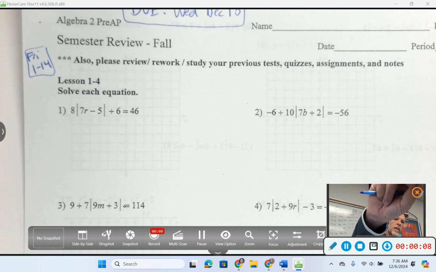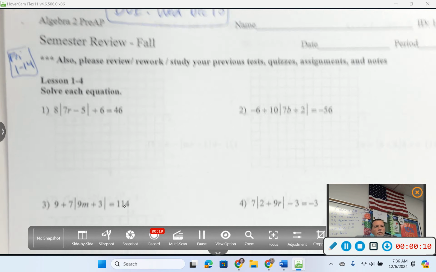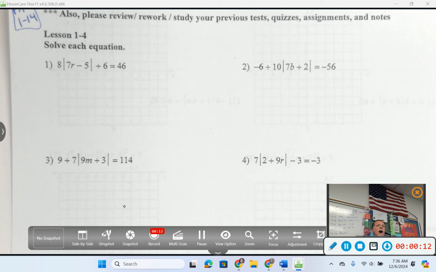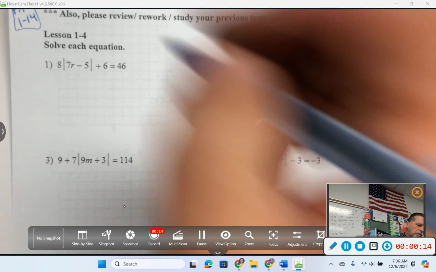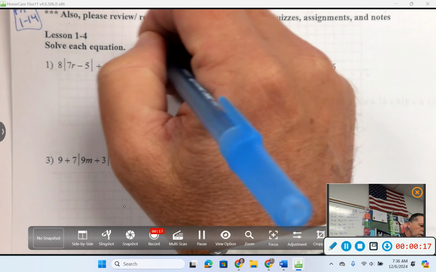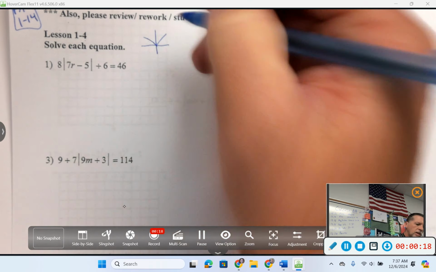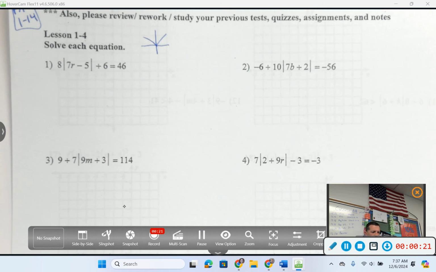There you go. Okay, so today's assignment is 1 through 14, looking at number 1. A couple of things to think about. You guys see the absolute value, and so the parent function looks like this. We're not graphing these right now, but that's still a good thing to think about. Let's just start solving number 1, and when we hit the issues, then we'll see what happens.